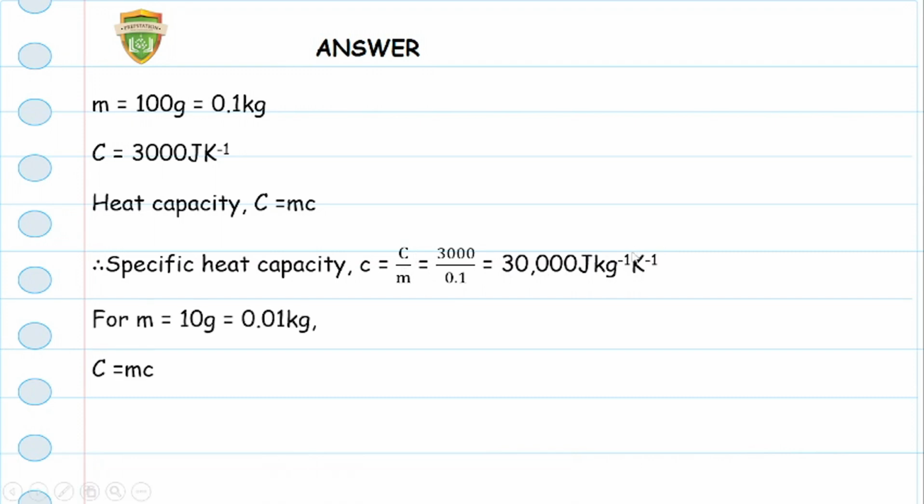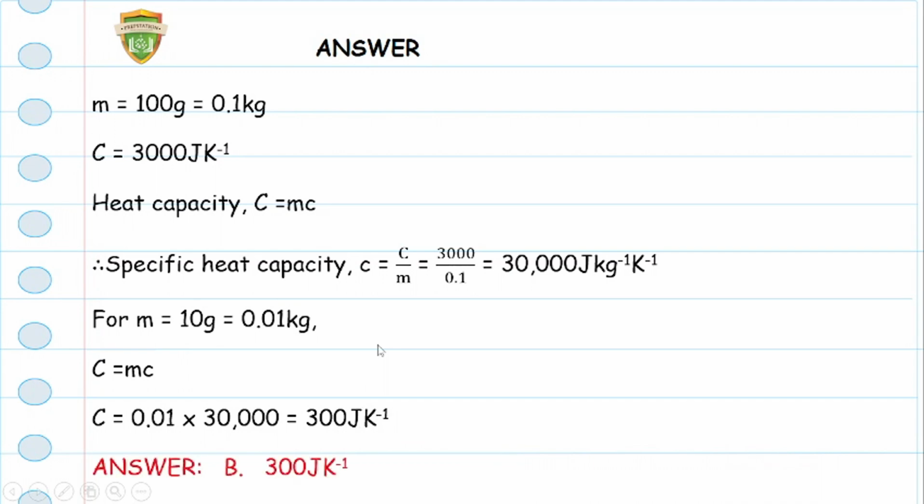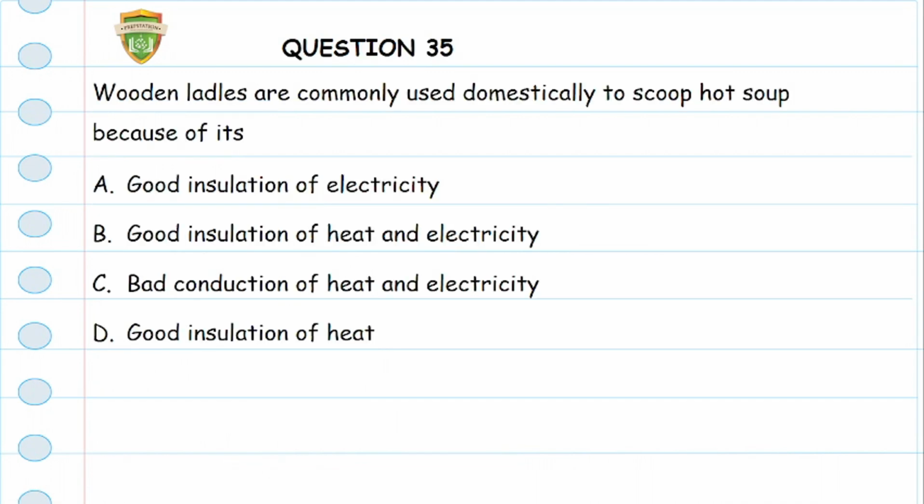But we're looking for the heat capacity of 10 grams of this substance. So now that we have the specific heat capacity, we know that 10 grams will be 0.01 kilogram. So plug it back into our formula. We have the new mass, and then we have our specific heat capacity. So when these are multiplied, we get the heat capacity to be 300 joules per Kelvin for 10 grams of the substance, which is option B.